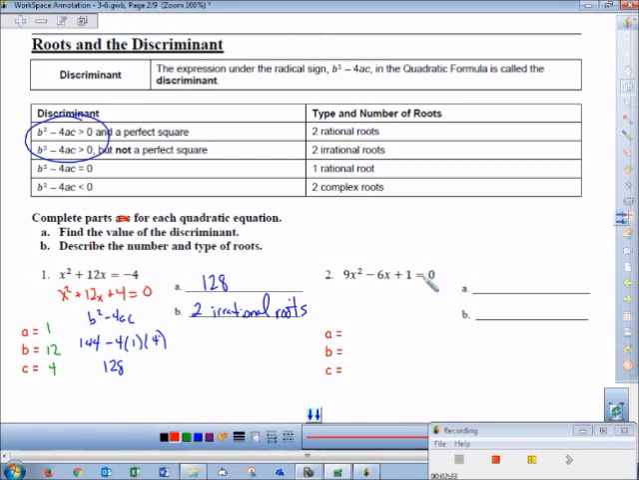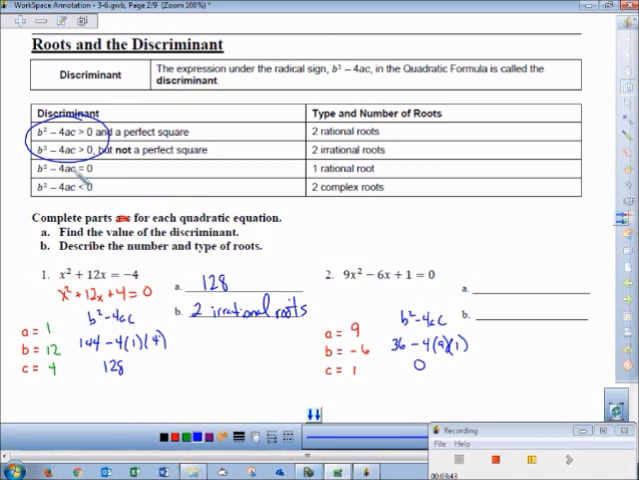If we jump over to number 2, it's already in standard form. A is 9, B is negative 6, and C is 1. And now let's find the discriminant. So b squared minus 4ac. That would be 36. Remember, even though b is negative, who cares? You square it and you get a positive. Minus 4 times 9 times c, which is 1. And you could punch that all in. 36 minus 4 times 9 times 1. That'll give you a big honker, 0.